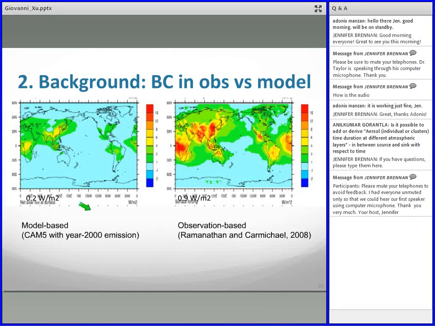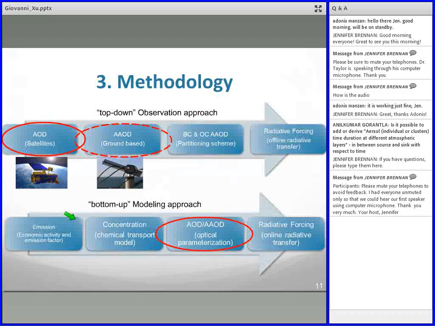We can easily see there is large discrepancy between the two, and the model forcing is only about 1/4 of the observational estimate. And also there are great spatial differences as well. So the plot here is from one model, but there are many other models that have reported similar underprediction. So my objective for this study is to understand the potential biases in the model by using observational data set.